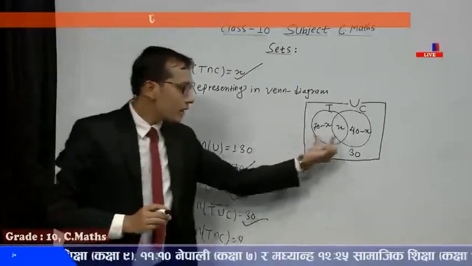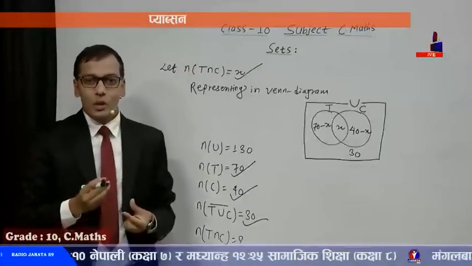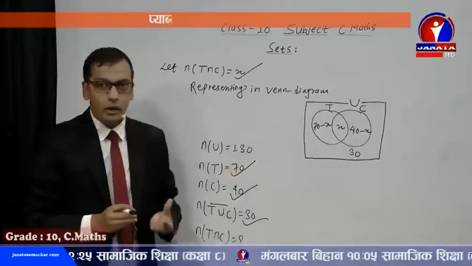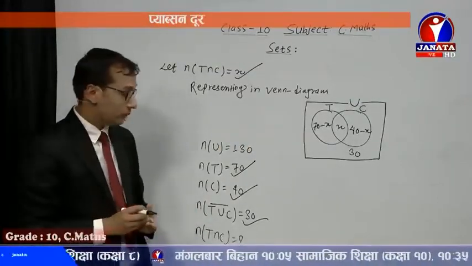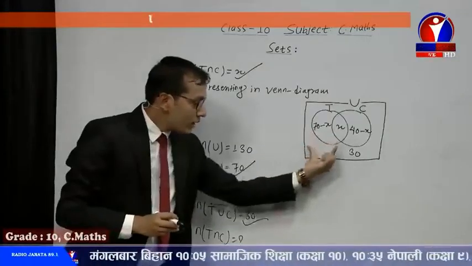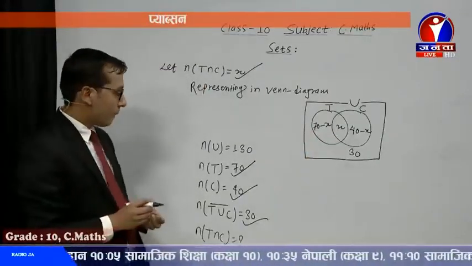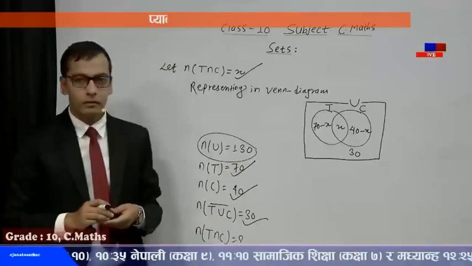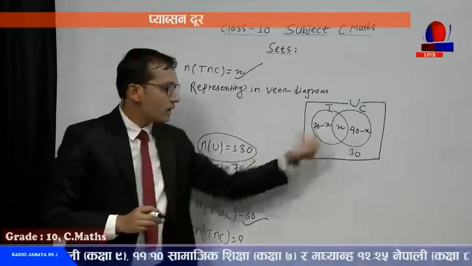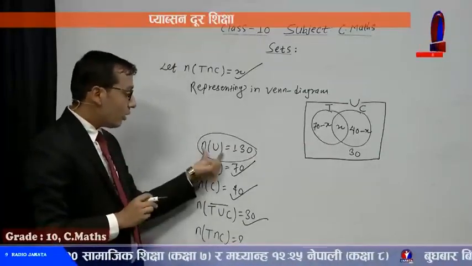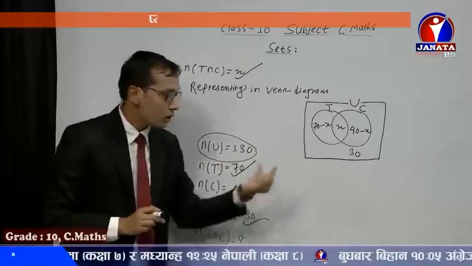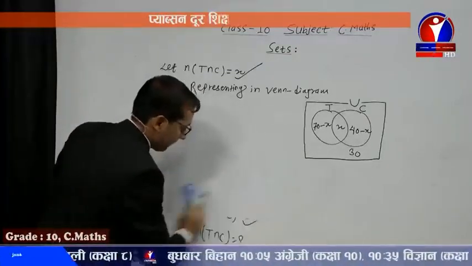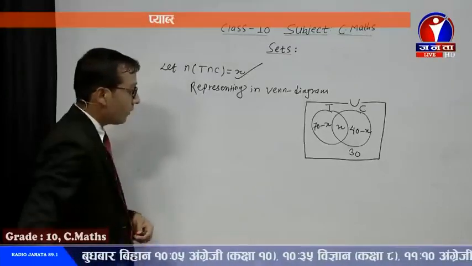Okay, so I hope we are getting this, the process of how we can insert the given information in a Venn diagram. After inserting this information in the Venn diagram, except n of U, we have inserted all the information in the diagram. So by using n of U, 130, now we can solve for X. Okay, so let's write now from the Venn diagram.